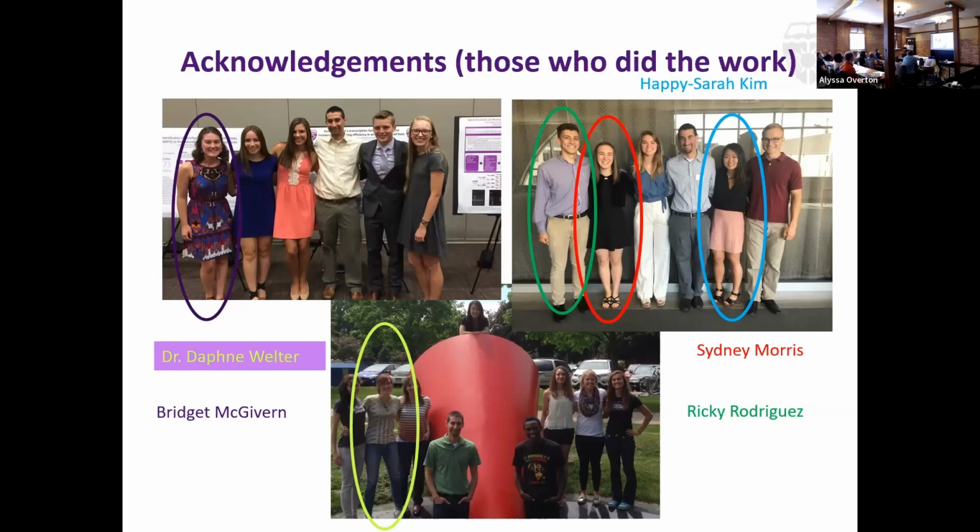Daphne Welter helped us out with learning how to do pangenome analysis. She left my lab and went on to Max Planck in Tübingen, and she is now at EMBL. So she's a staff scientist there. Ricky's a data analytics and computer science double major who I recruited into my lab. He's headed off to industry.